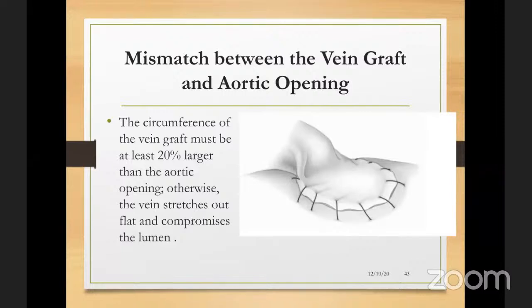Can you tell me what did I do wrong to have this result? The size of the vein, I mean the vein is smaller than the opening of the aorta. So what did I do wrong? Maybe you opened the aorta bigger, you used like a 4.8 punch. Okay. So that's exactly the answer.